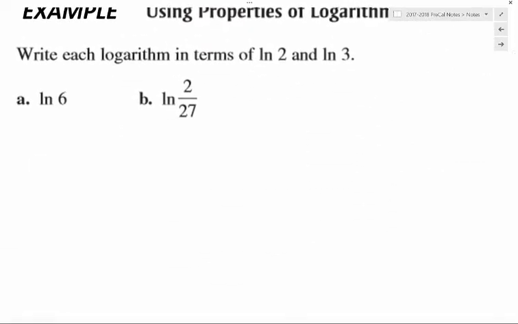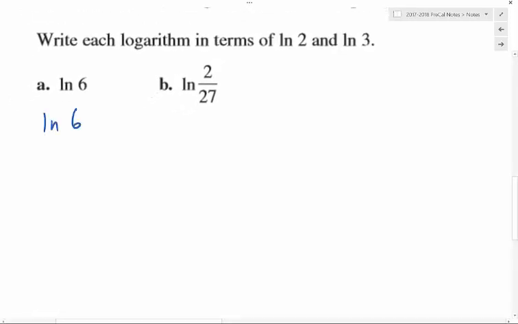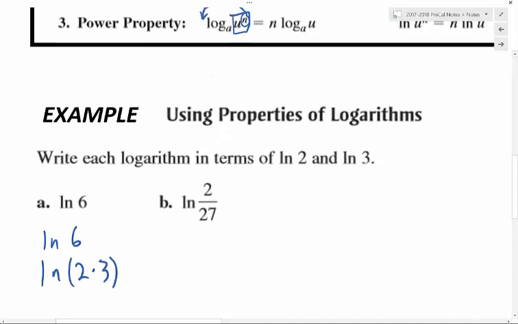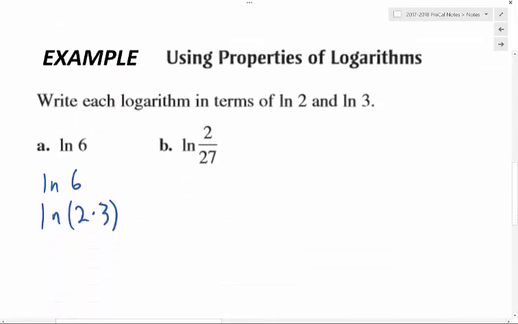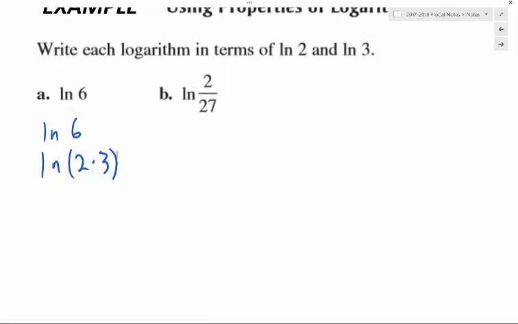Well, on the first one, I've got the natural log of 6. What times what equals 6? Well, I could say 2 times 3. Now remember from my product property up here that if I have two things multiplied in the argument of the logarithm, then I can split it like this, and now it is written in terms of natural log of 2 and natural log of 3.